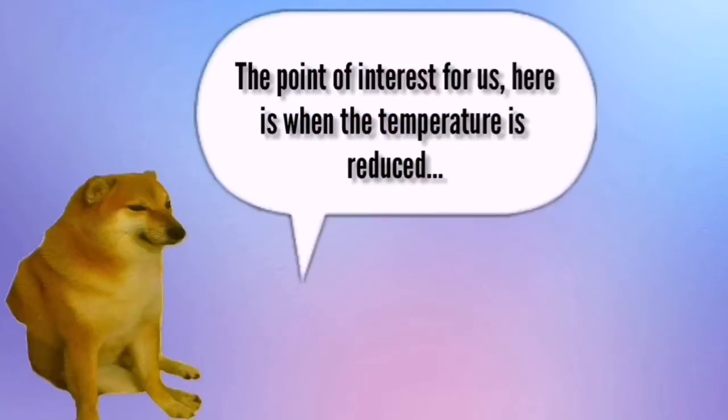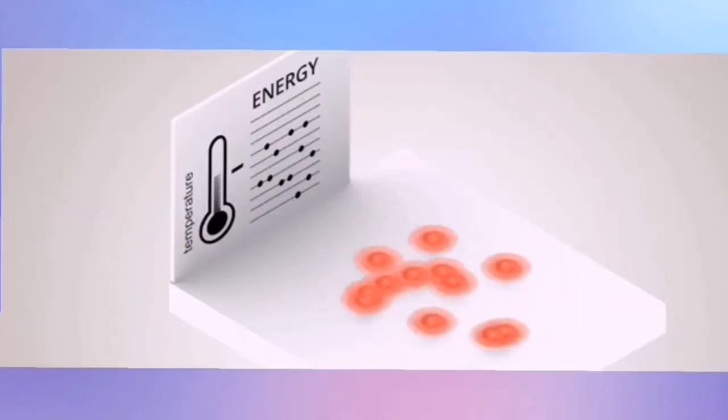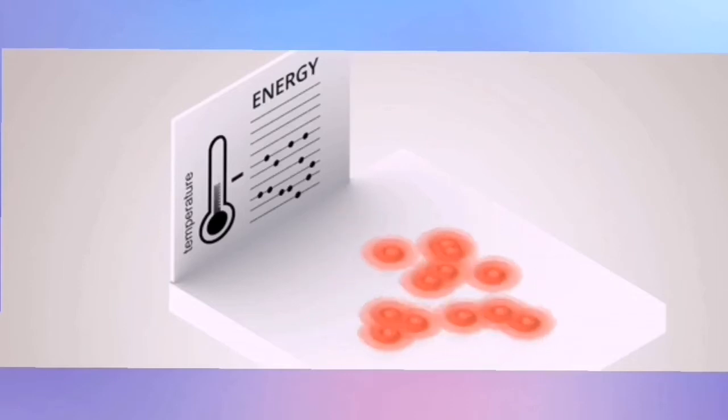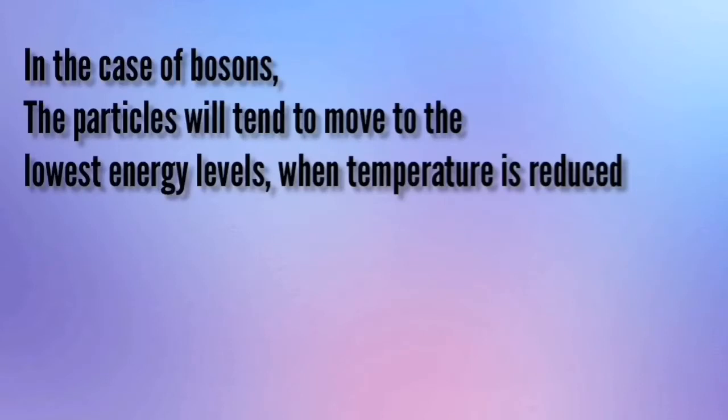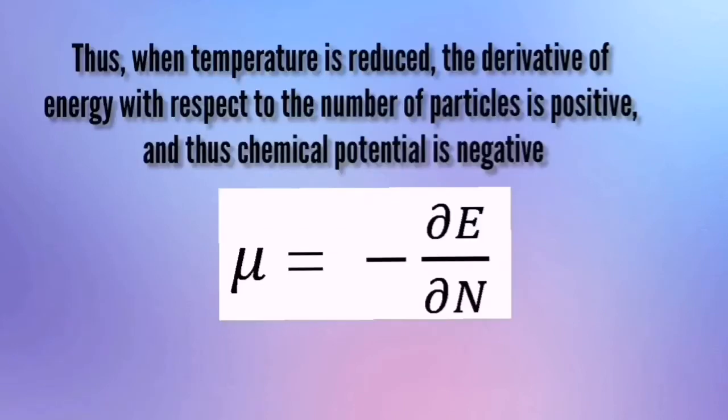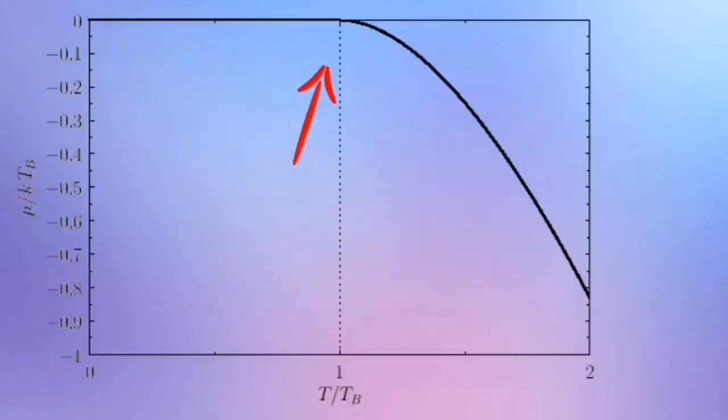The point of interest for us here is when the temperature of the system is reduced. The particles thus move to lower and lower energy levels as they lose energy and as energy is liberated. When particles enter into a certain energy level, they will tend to occupy the lowest possible energy level. This again is a direct consequence of the disobedience of Pauli's exclusion principle. Thus, when temperature is reduced, ∂E/∂N is some positive value for bosons, and so mu, the chemical potential, is negative. Exactly at the Bose temperature or the critical temperature T0, mu saturates and it becomes 0.